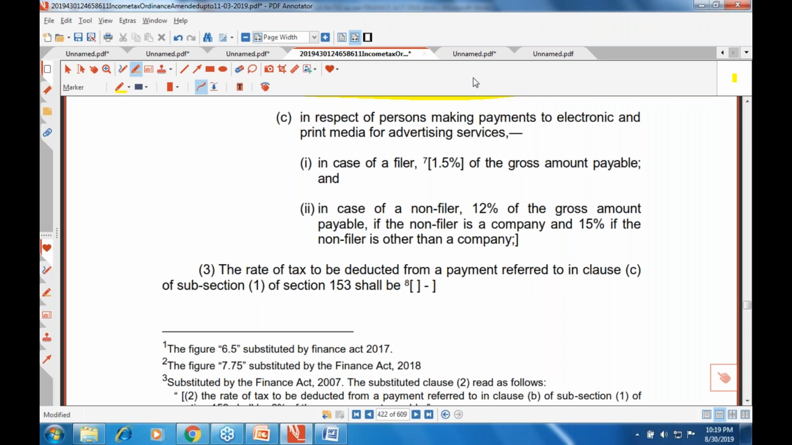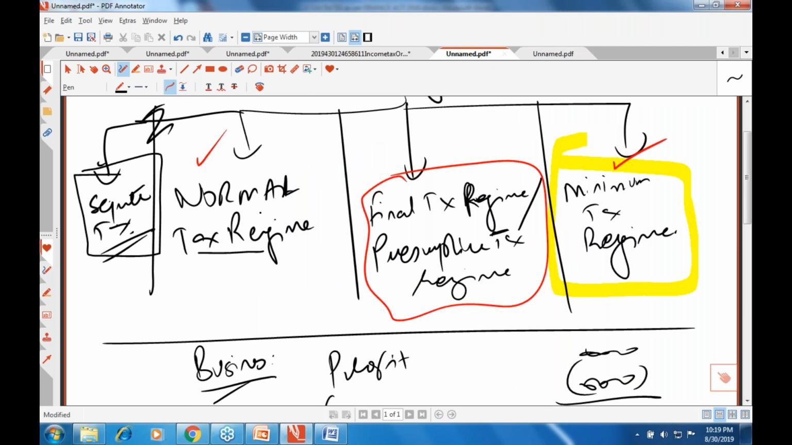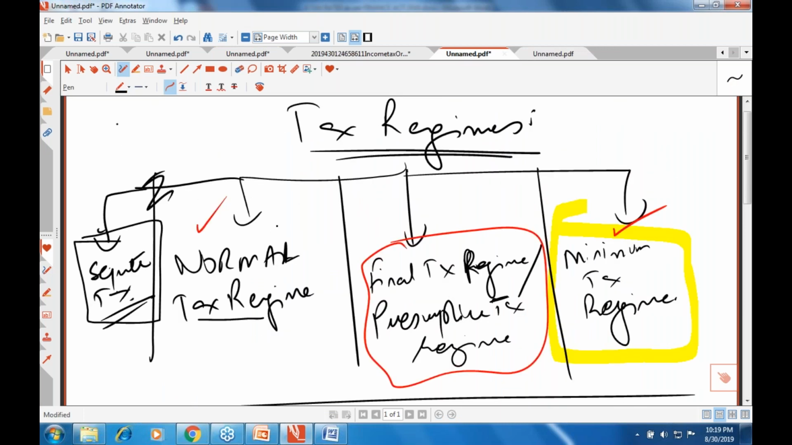So now you get the understanding of the tax regimes, that when is the final tax regime, what is the normal tax regime, and what is the minimum tax regime.